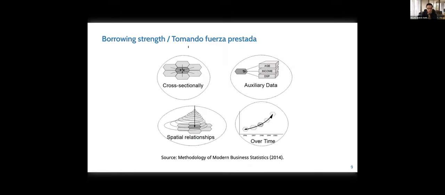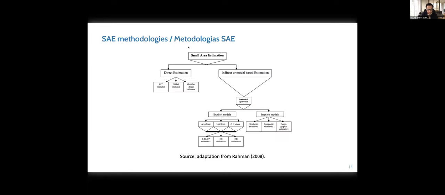So in general, we can split the methodologies into two types. Here we have direct estimation. And as I have just mentioned, the sample size is not enough to get a proper estimate. So we have to make indirect or model-based estimation. And specifically here in ECLAC, we try to approach poverty mapping using area-level models and unit-level models, and of course, a setup that we can define as generalized linear mixed modeling.